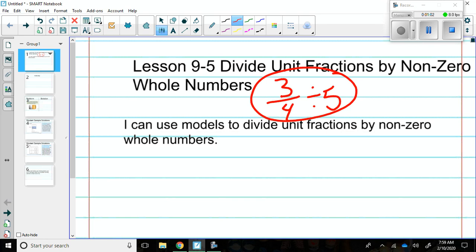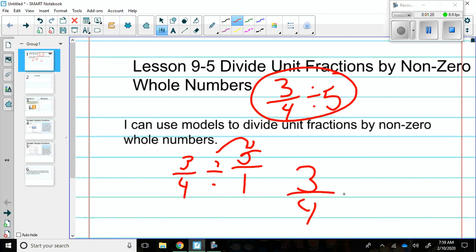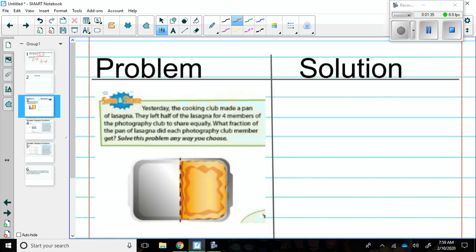Just always remember when you're dividing by a fraction, and you can push pause and write all this down, or you can listen to me talk for just a little bit longer. You're going to put, for example, a 1 underneath the whole number. And then you always reciprocate the second fraction. So what we're going to be doing today is reciprocating the second fraction and then multiplying. So push pause now and continue to write if you need to, or go ahead and push play and move on. We do not have any vocabulary, so we're going to move into our solve and share.